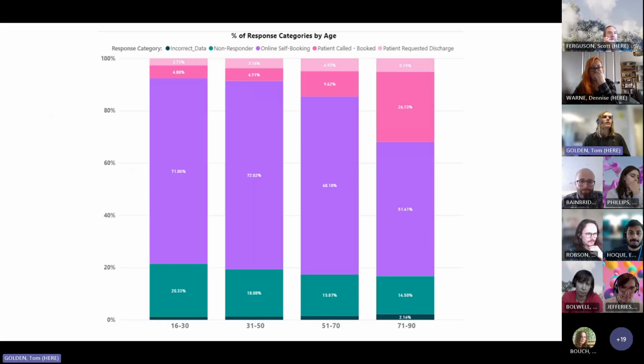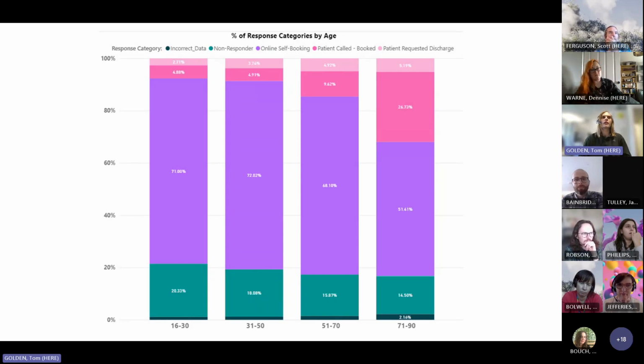We then delved a bit deeper into this data to understand whether all patients were more or less likely to use the online process. The report shows that there is a trend for older patients to be more likely to respond to the online booking invitation, but by calling the service and booking their appointment via the telephone. So from this, we can say that patients aren't being digitally excluded due to age, as they're still able to use alternative channels to book their appointment.